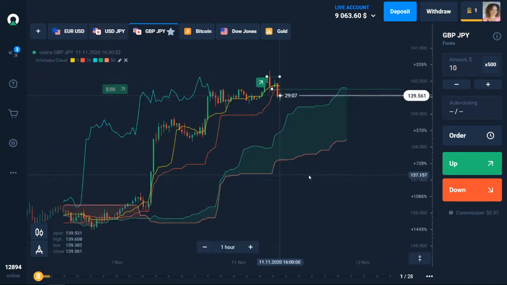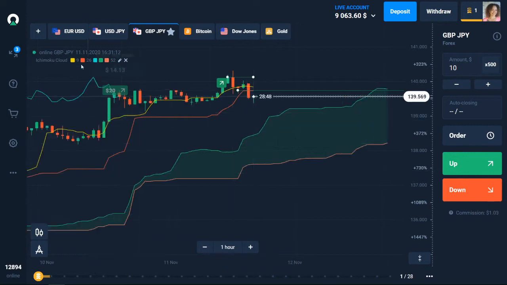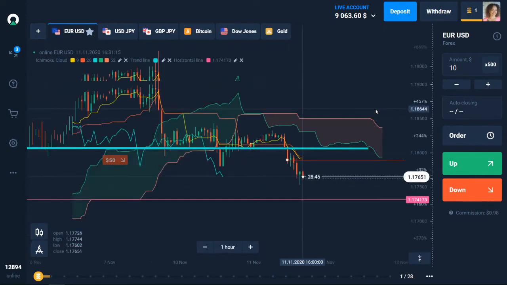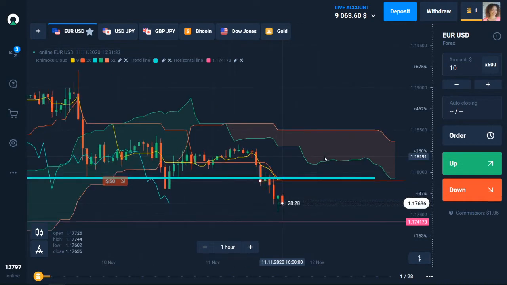GBP USD, I have the same scenario. My friends, we have a big, wide, bullish cloud. Recently I had a video released on the Ichimoku cloud which explains how to use all of this. So the wider that our cloud is, the stronger is our trend. So I'm going to keep these trades open for the time being, and I'm going to watch them. On Euro US dollar, the reason why I have this downtrend is because once again we have a bearish cloud. And well, this line of support was also a great indicator to enter our down trade.